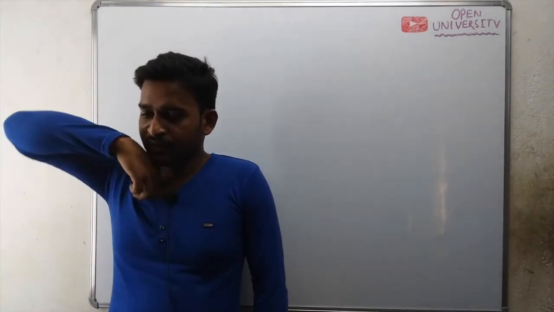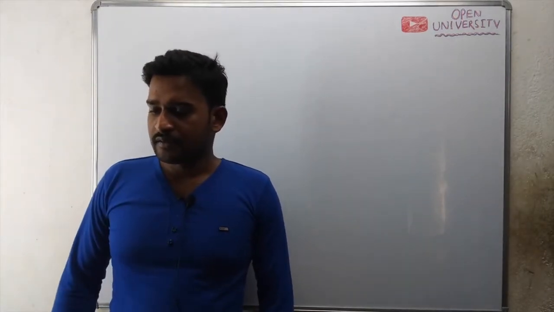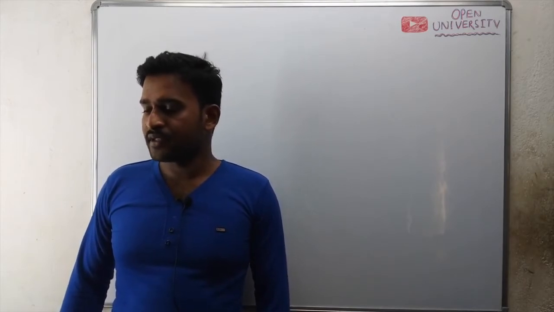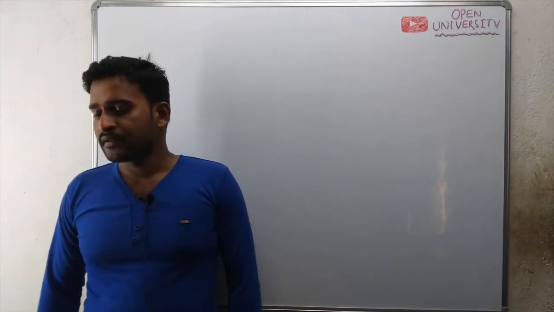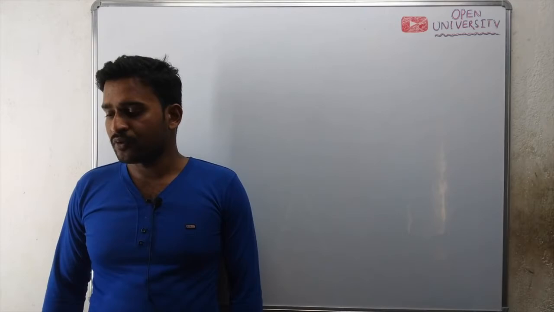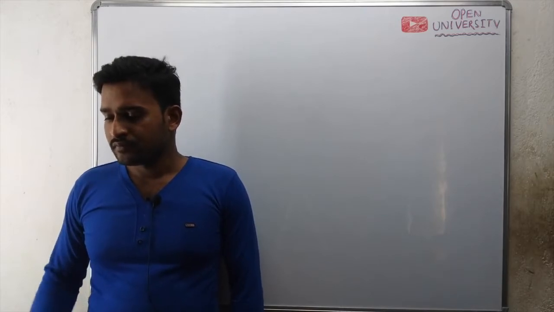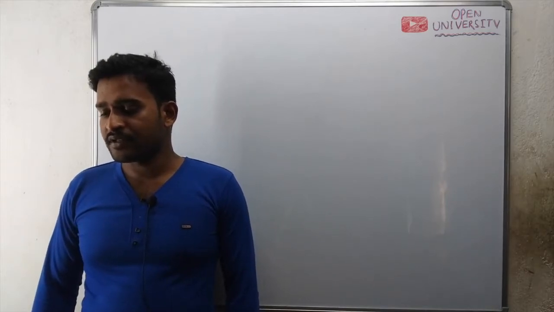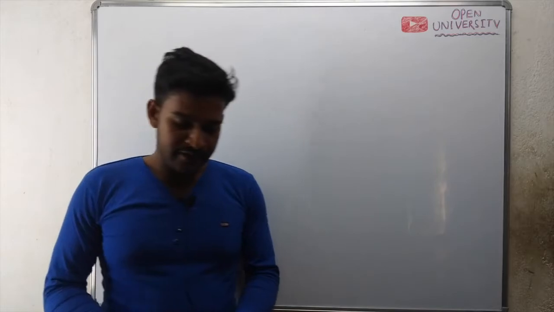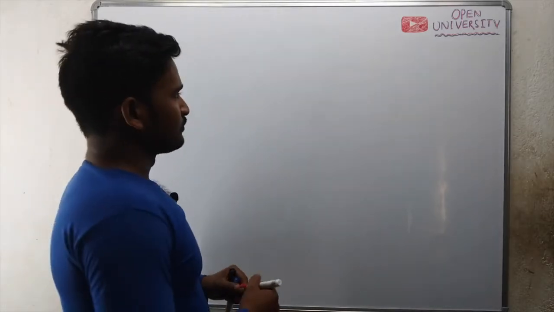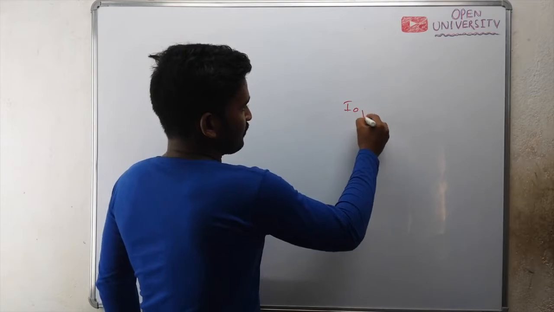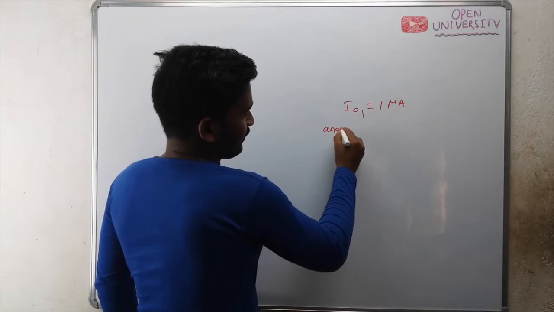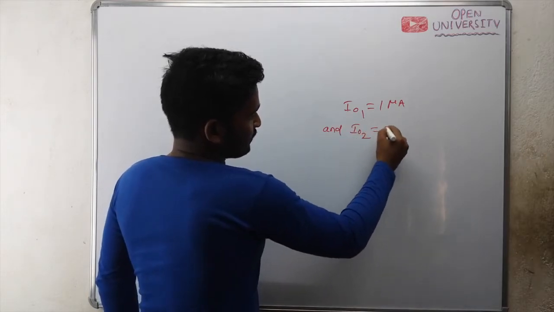In the circuit shown, the Zener diodes have breakdown voltage 10 volt. And their reverse saturation currents are I naught 1 equal to 1 microampere and I naught 2 equal to 2 microampere.